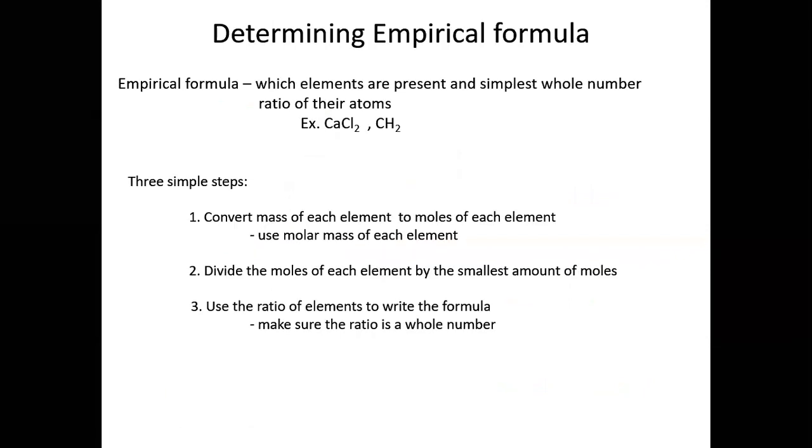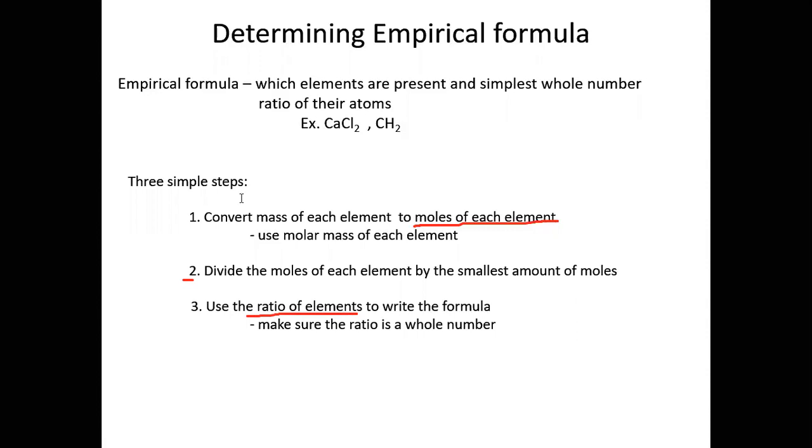With the empirical formula, there are three main steps that we do. The first step, if you're given the mass of each element, is to use the molar mass to find the moles of each element. That's always the first step. Once we find the moles of each element, we can divide by the smallest amount to get the ratio of elements to write the formula. So step 1 is we convert mass to moles. Step 2 is we divide by the smallest number of moles to get the ratio. If our ratio is whole numbers, then we can write the formula.